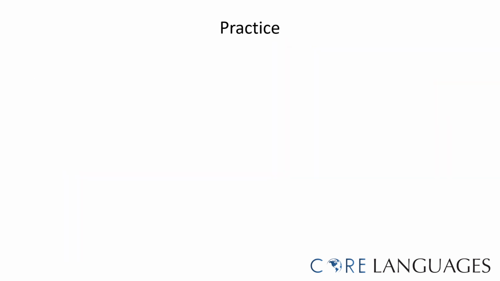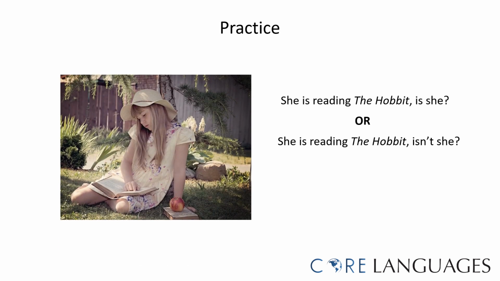Look at the following examples and try to choose the correct sentence. She is reading The Hobbit, is she? Or she is reading The Hobbit, isn't she? Remember that if you are making a positive statement, the question tag will be negated. The correct sentence is, she is reading The Hobbit, isn't she?